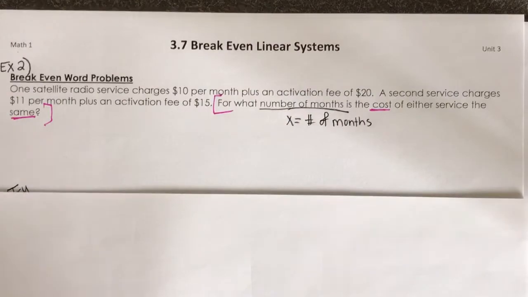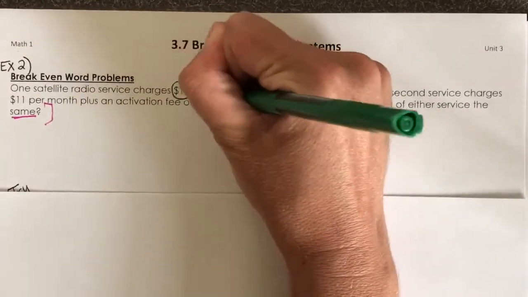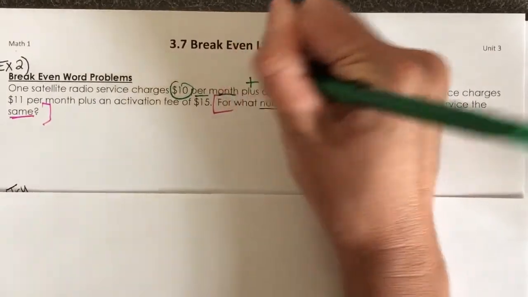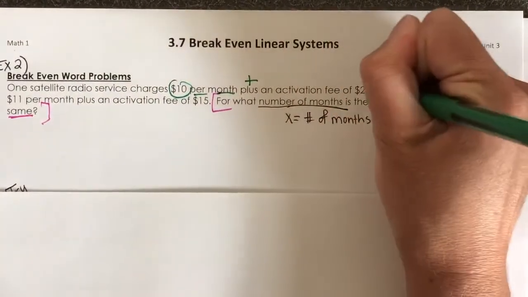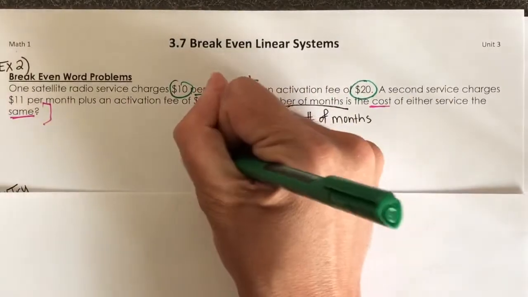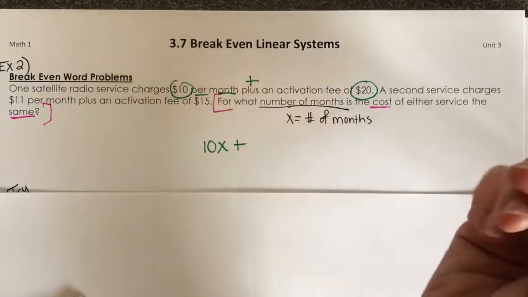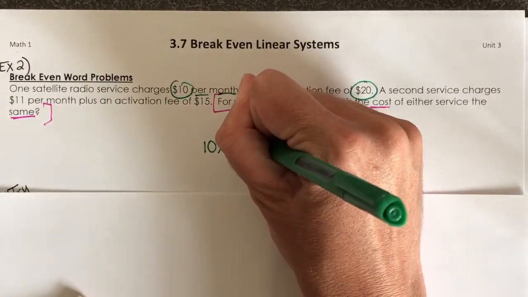So the first satellite radio charges $10 per month plus an activation fee of $20. Now that activation fee is a one-time fee. You don't have to pay per month. You just pay it once. So $10 per month, 10 times your number of months, plus the one-time setup fee.